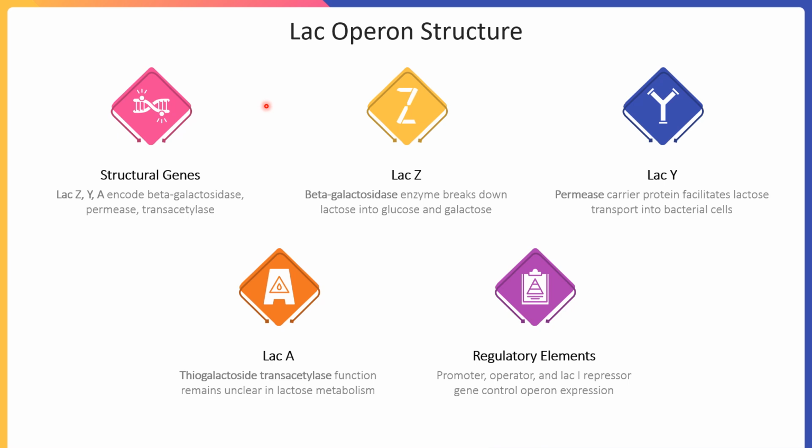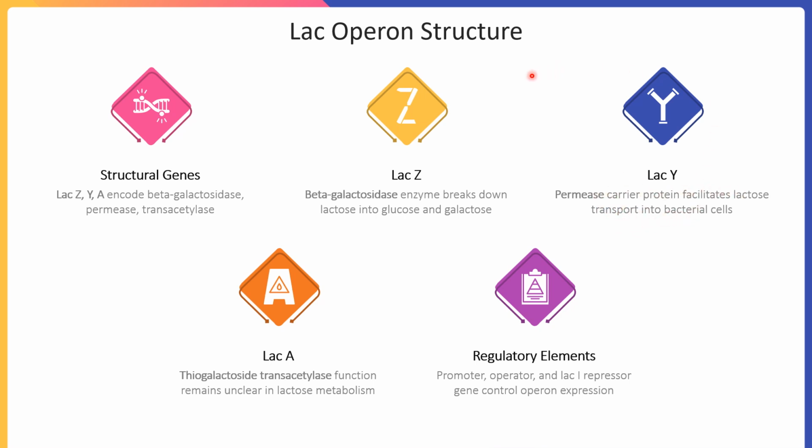So it is a gene with these elements, that is, it has structural genes lac Z, Y, A. These genes encode for separate enzymes and proteins. So lac Z is responsible for producing beta galactosidase enzyme, and lac Y is for producing permease. So what is the function of beta galactosidase? It breaks the lactose into glucose and galactose. And permease is a carrier protein. It facilitates the lactose transport in the bacterial cells.